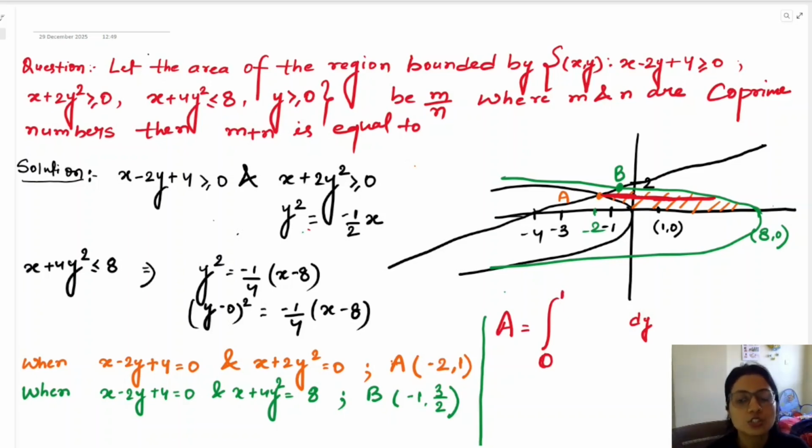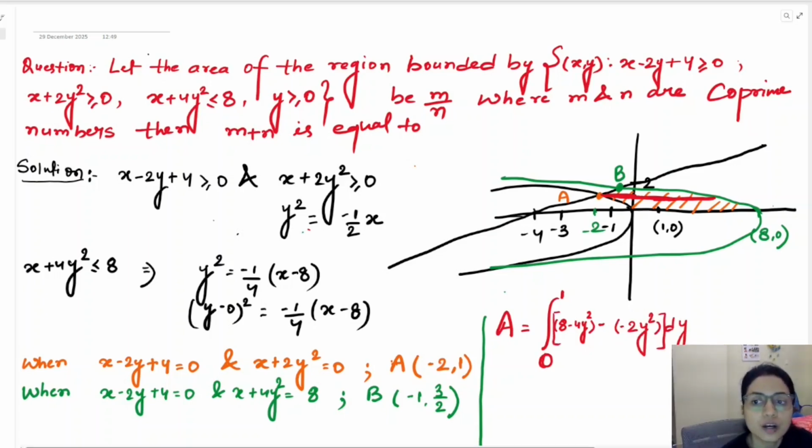In such a situation you always have to take the right curve minus the left curve. The right curve over here is the green curve, so we take x as 8 minus 4y square, minus the left curve, again a parabola, the black one, where we take x as minus 2y square.